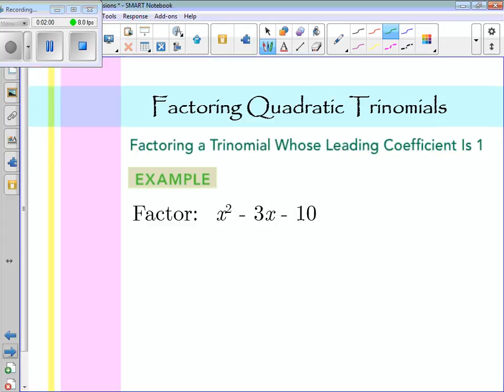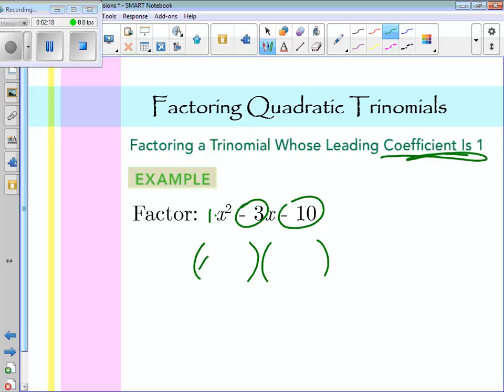Moving on. Same thing. Another one, leading coefficient of 1. So it's what two numbers multiply, and take the sign with it, so it's negative 10, that will also add up to negative 3. And we only can do this because we have a leading coefficient of 1. So the first terms are going to be x in both of the binomials. And we have what two numbers multiply to negative 10 that will add up to negative 3. And that should be negative 5 and 2.